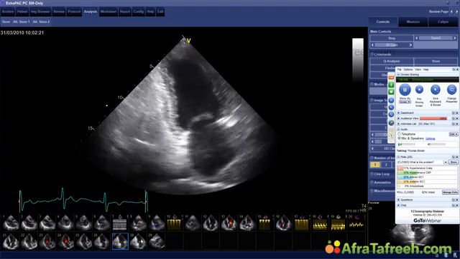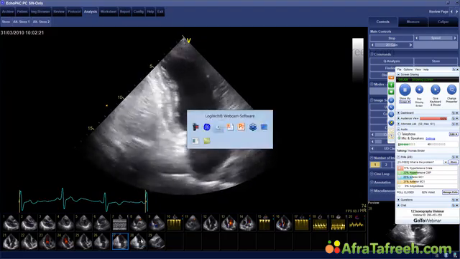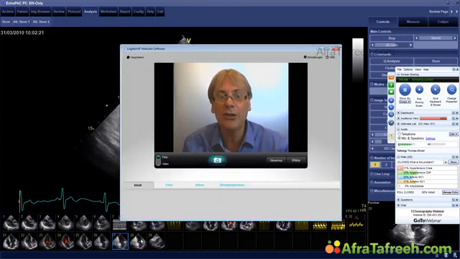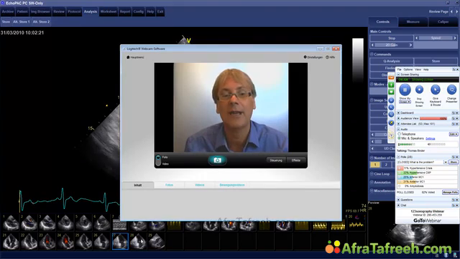But the main point I would like to make here is that you really have to look at these wall motion abnormalities very closely to be able to find such wall motion abnormalities and compare the segments with each other. This is very important.